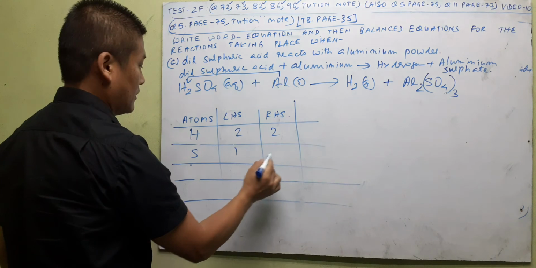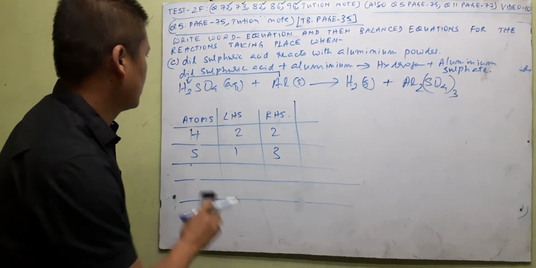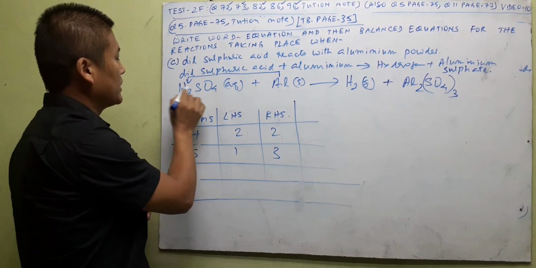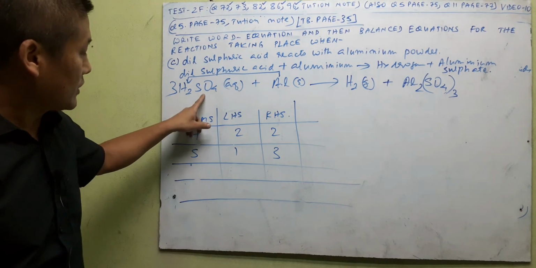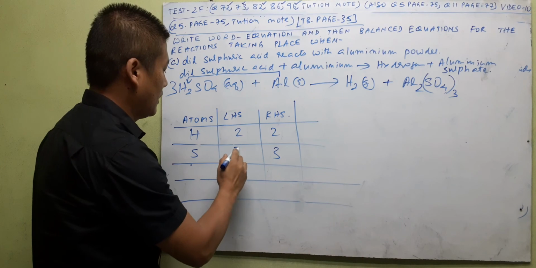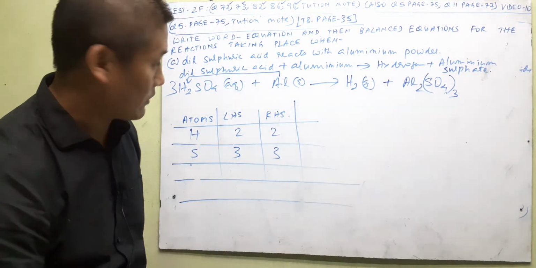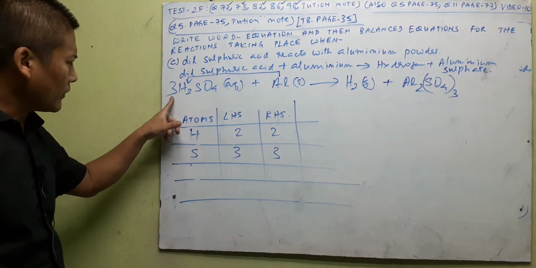The 3 sulfurs, only 1 on the left. So we need to balance this. To balance this, you cannot do anything but put a 3 there. 3 into 1, 3 sulfurs now on the left side. Now that will match up with 3 on the right, right? Then here, H and S done.